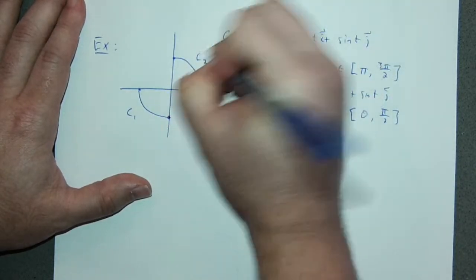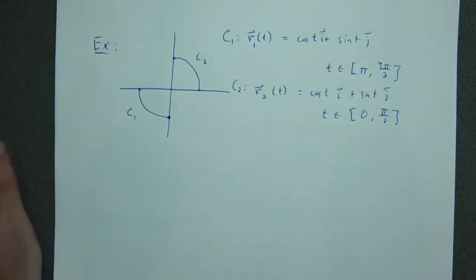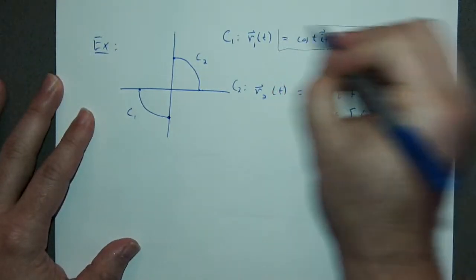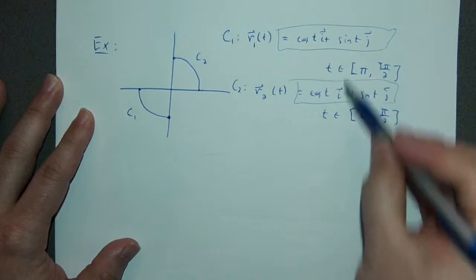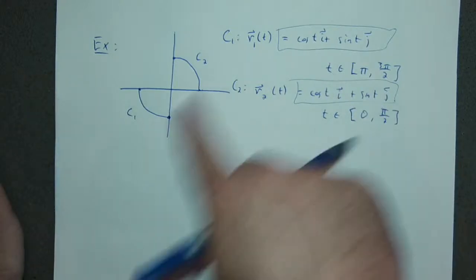So here's C2. Okay, so the two parameterizations, of course, are identical, right? But it definitely matters where the parameter lives. You get two different curves.